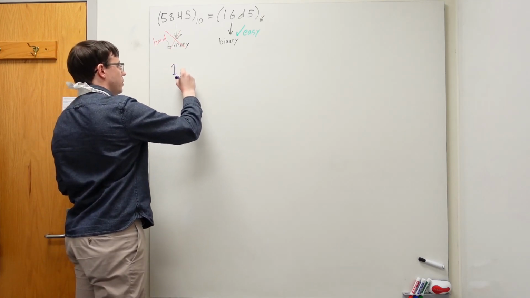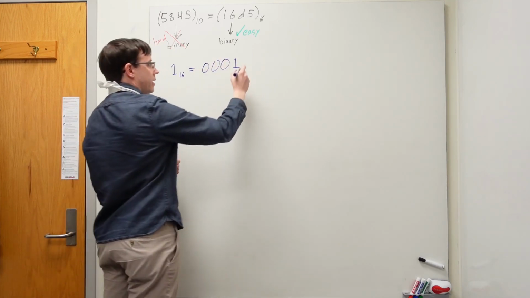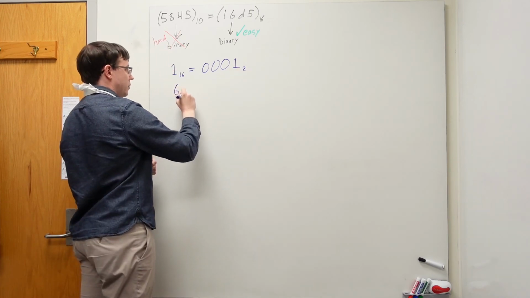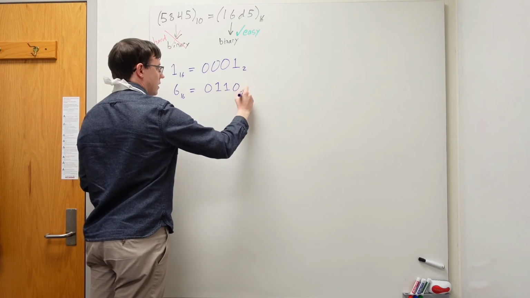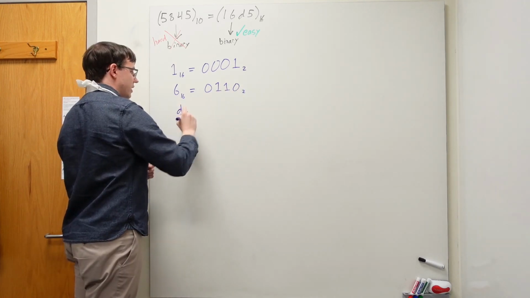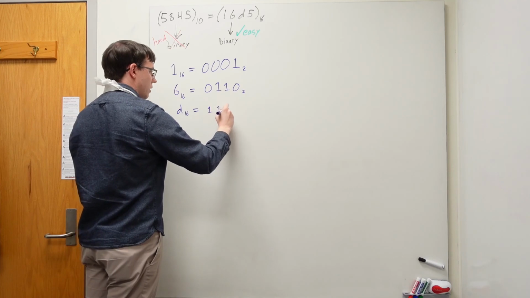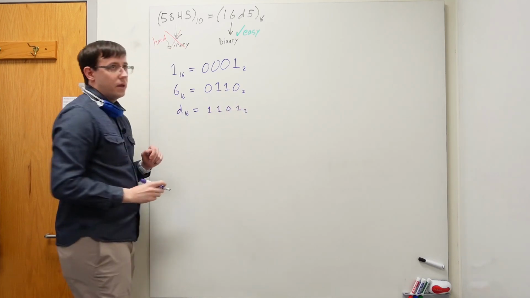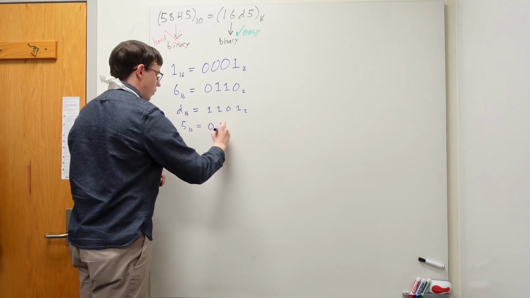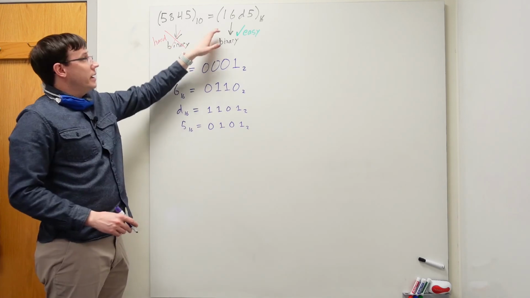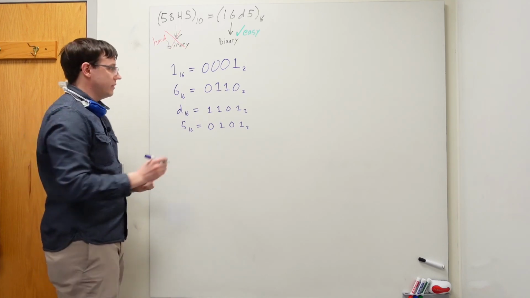So 1 in base 16 is 4 digits, 0001 in base 2. 6 in base 16 is no 1s, a 2, a 4, and no 8s in base 2. D in base 16, which we know is 13. For 13, we want an 8, we want a 4, and we want a 1. And for 5, we get no 8s, a 4, no 2s, and a 1. And so this number, represented in binary, is just the concatenation of the binary representations of its digits.